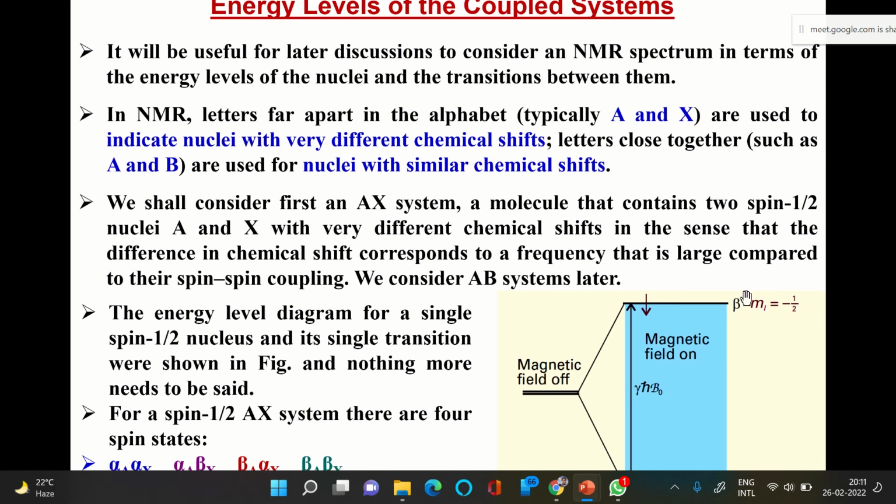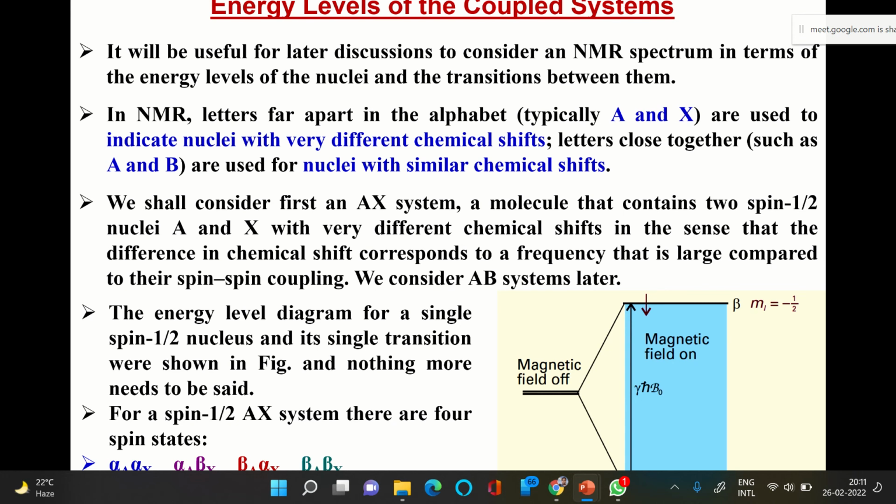In the presence of a magnetic field, the energy levels split into two, like this. Now, when we are talking about two such nuclei which are magnetically active and have half spin ms, what will happen? We can think of four combinations being possible for the spin at A and the spin at X.